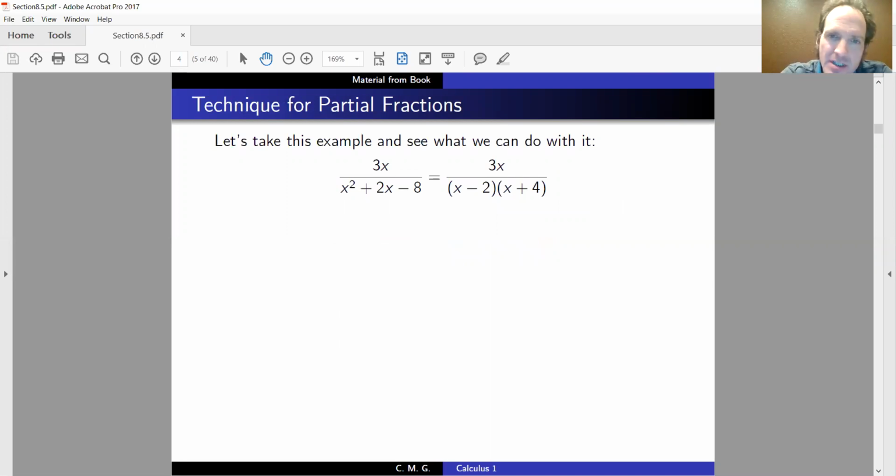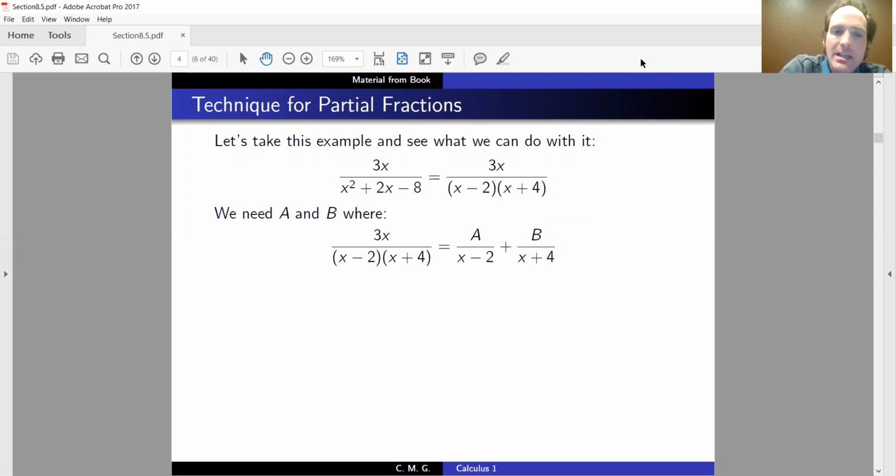What we're going to do is exactly what we did before. I'm going to say, let's factor this thing in the bottom, and then let's look at the two factors. The two factors are x minus 2 and x plus 4. So x minus 2 is going to have something over it, x plus 4 is going to have something else over it. I need to now figure out what a and b are.